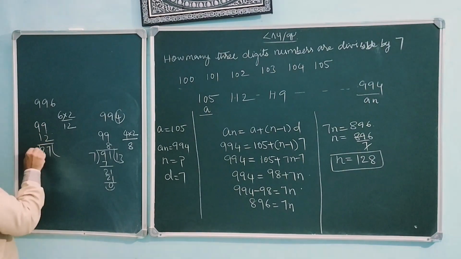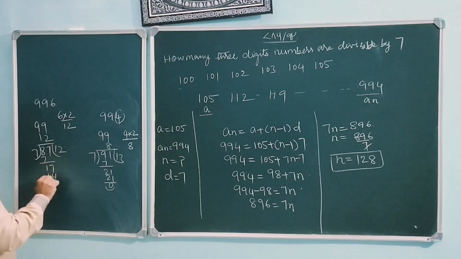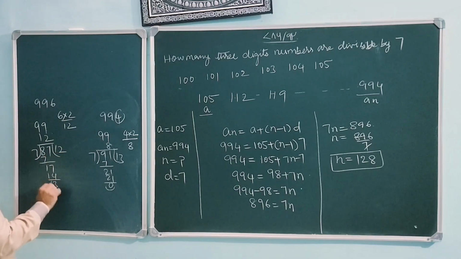Then you divide 87 by 7. 7 ones are 7, 7 twos are 14. It's not divisible, as the remainder will be 3.